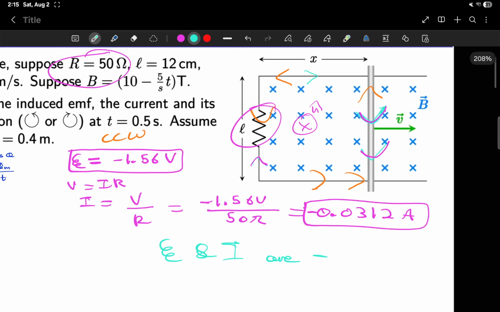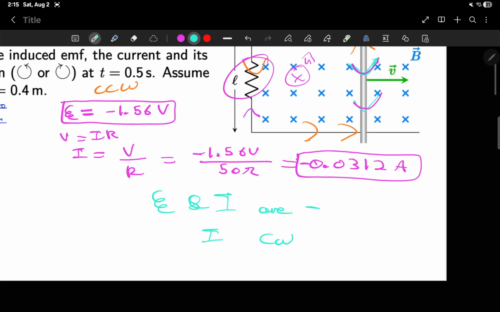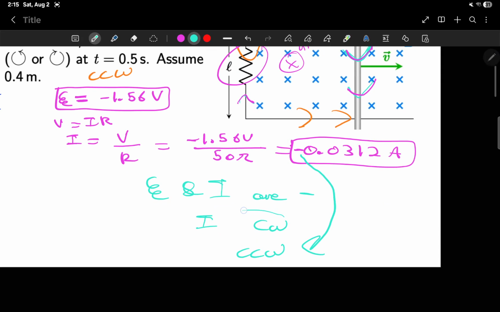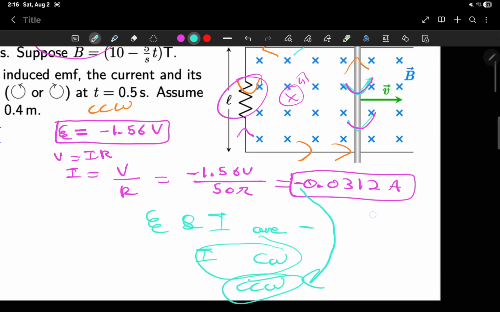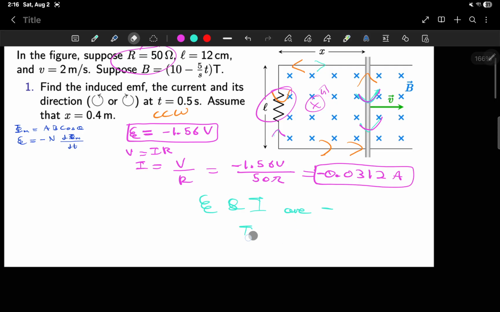Basically, when I assumed that the area vector was pointed with the external magnetic field, I assumed that the current was flowing clockwise. But it turned out that the current was actually flowing counterclockwise because of the negative sign. So that was my initial assumption, that it was flowing clockwise, but that was wrong. It was actually counterclockwise. That's all that you have to understand from this.